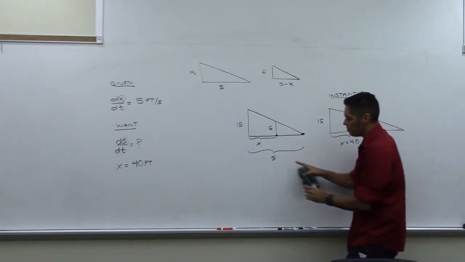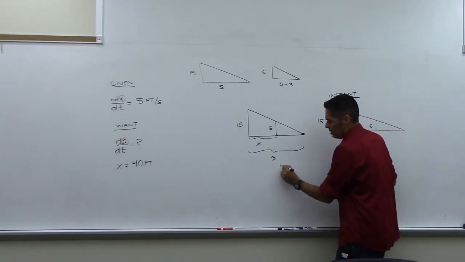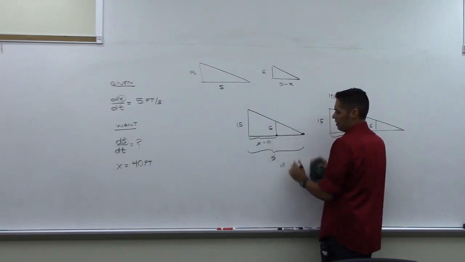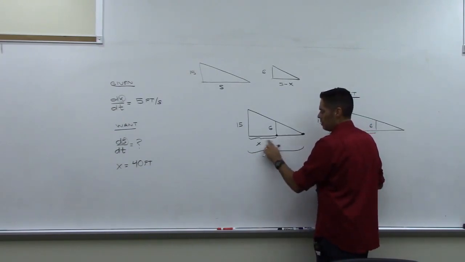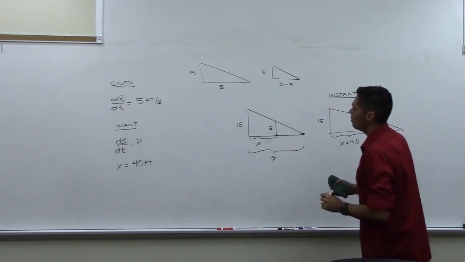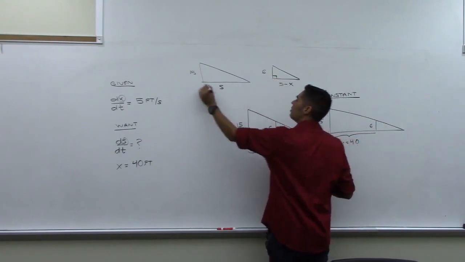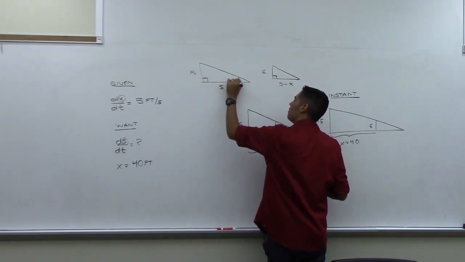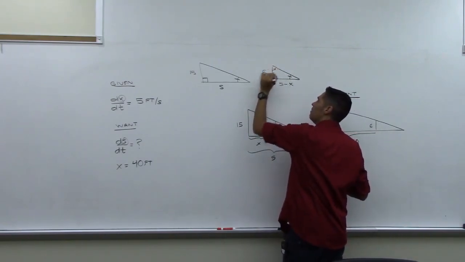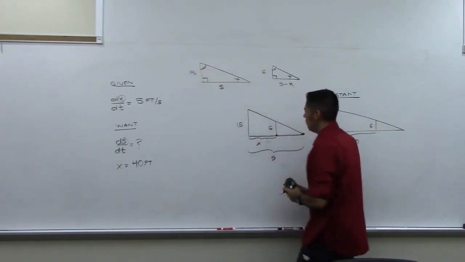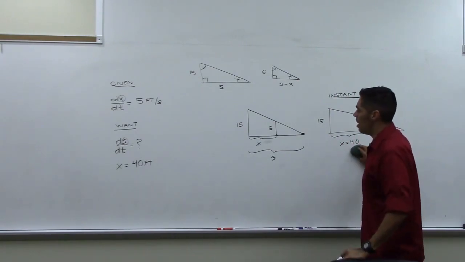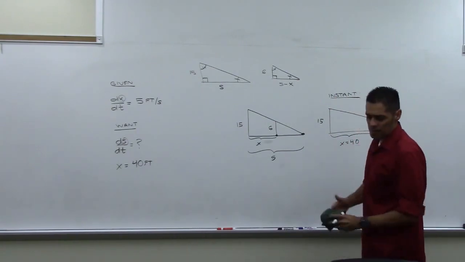Just think about it. If s was, let's say, 40, and let's say x was 10, then this distance would be 30 because you're doing 40 minus 10. So s minus x. Now these are similar triangles because they're both right triangles, and they both have this angle in common, which means that this angle is the same as this angle. So since they're similar triangles, I can set up a ratio of the sides. And the ratio can be set up however I want.